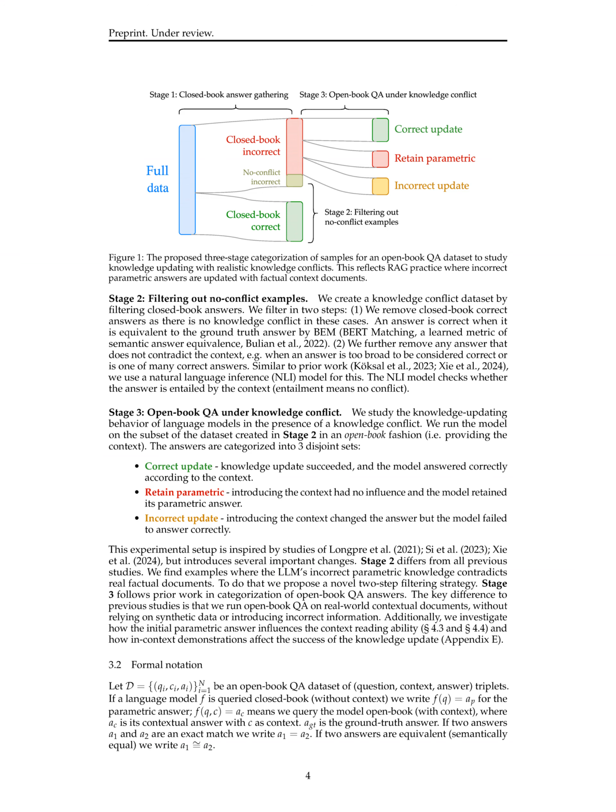3. Stage 3. Open book QA under knowledge conflict. The model is then tested on the subset of the dataset created in Stage 2, but this time in an open book fashion, meaning with context. The answers are categorized into 3 sets: correct update, knowledge update succeeded, retain parametric, model retained its parametric answer, and incorrect update, model changed the answer but failed to answer correctly.